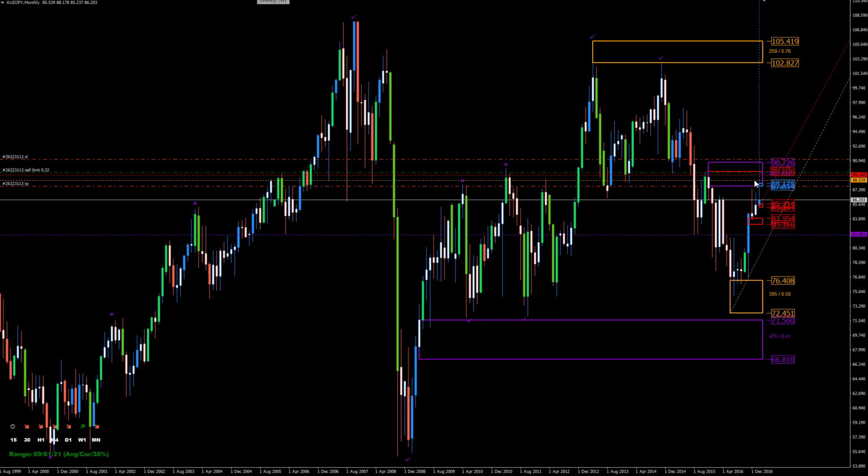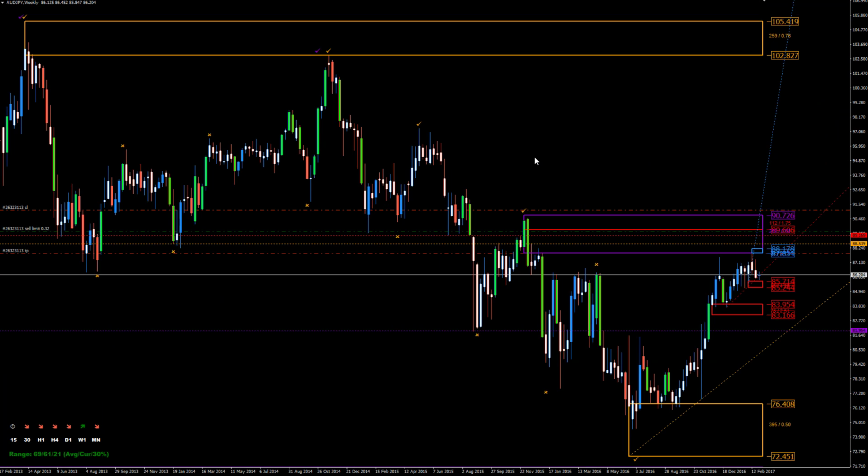So we are currently moving higher, but we are reacting at this monthly supply. So what do you want to do? You want to be careful buying from here because price is already pretty far up.